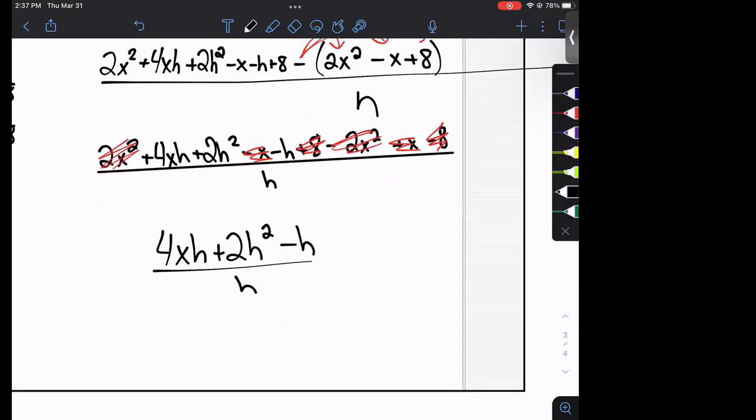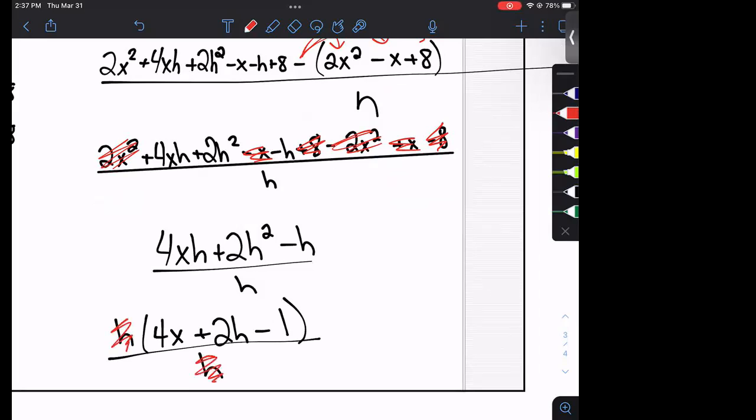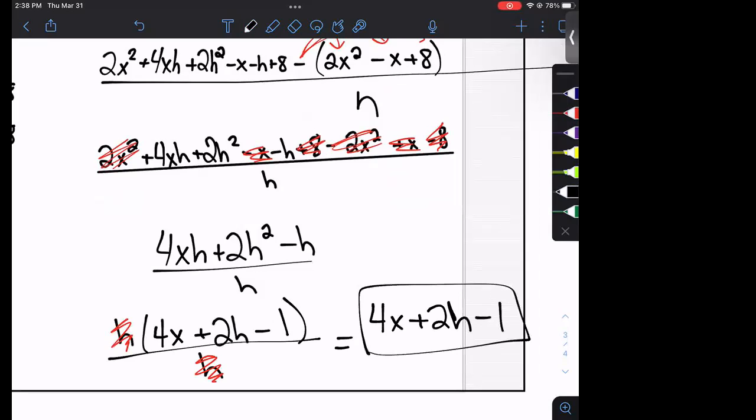And again, just like on the last one, we're going to factor out an h from the numerator. So 4x plus 2h minus 1. Don't forget that placeholder of 1. All divided by h. We're multiplying by h and we're dividing by h. So we're going to cancel both of those out. That's going to give us 4x plus 2h minus 1. And that right there is our final answer.